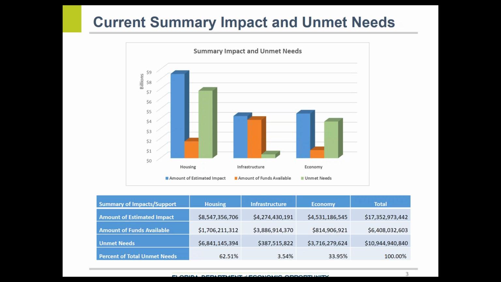The housing sector represents the greatest unmet need at 62.51%, followed by economic revitalization at 33.95% and infrastructure at 3.54%. All of this is the total of unmet need in the state of Florida. The results from our assessment indicate the importance of focusing programs on housing recovery first, then the economy, and then infrastructure recovery.